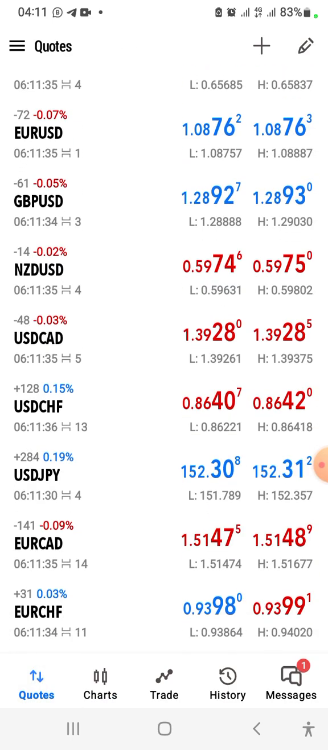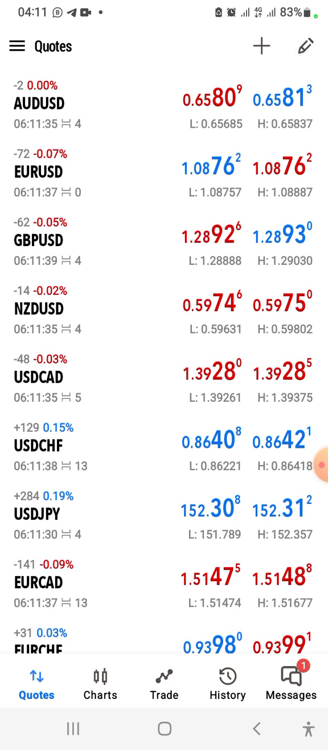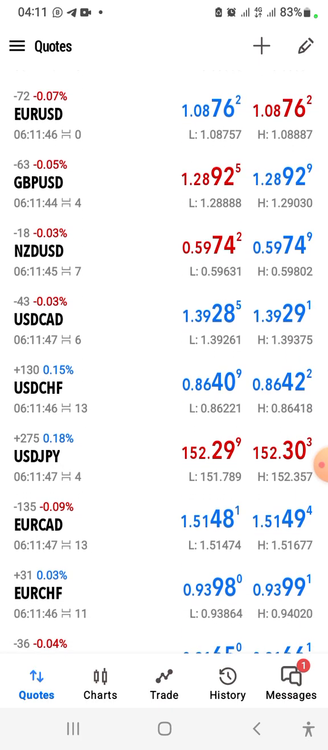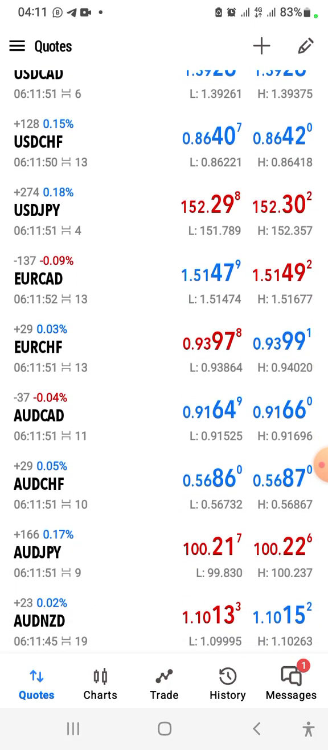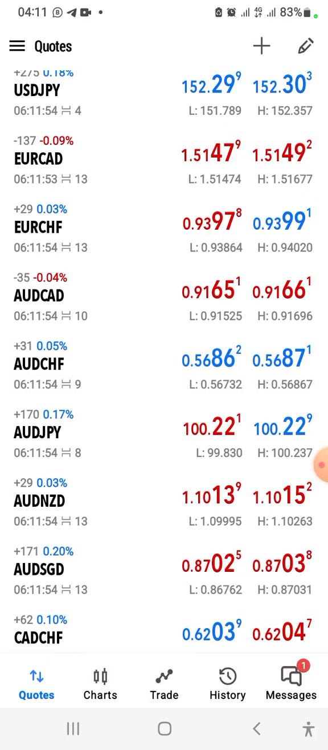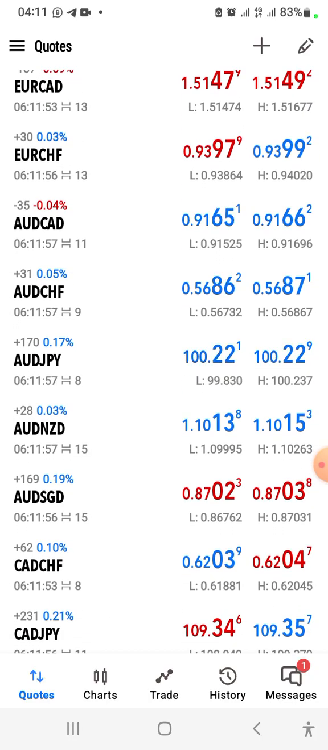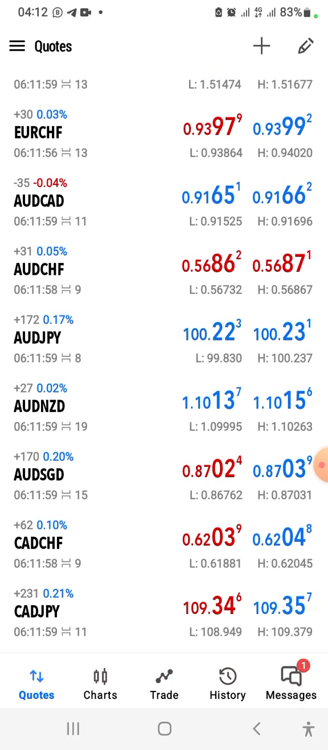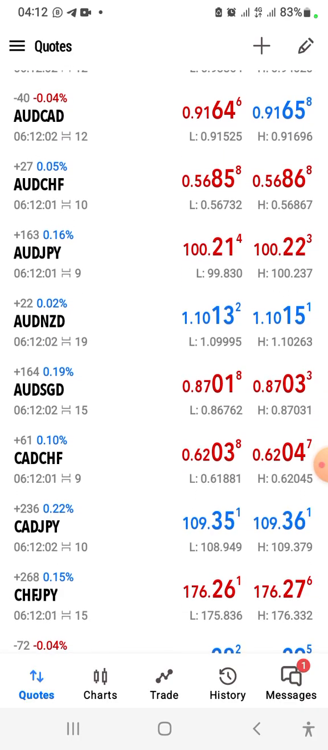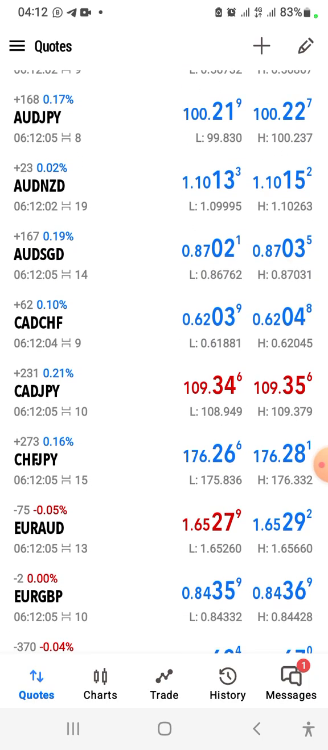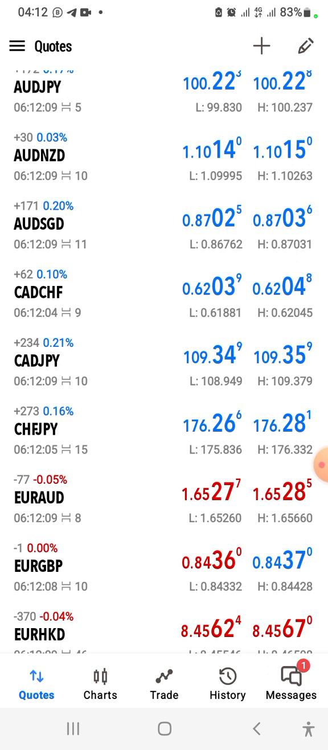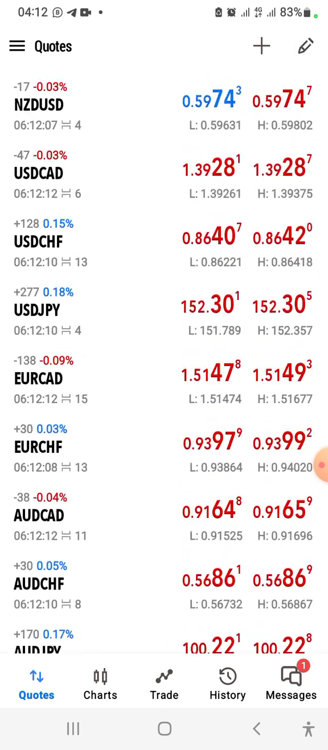Now the pairs which we'll be picking are the Australian dollar, Euro USD, Great Britain pounds, New Zealand, USD Canadian dollar, USD Switzerland francs, USD Japanese yen, then Australian dollar Switzerland franc, Australian dollar Canadian dollar, Australian dollar Japanese yen, and we look at Canadian dollar Switzerland franc, Canadian dollar Japanese yen. So now let's pick these 10 pairs.